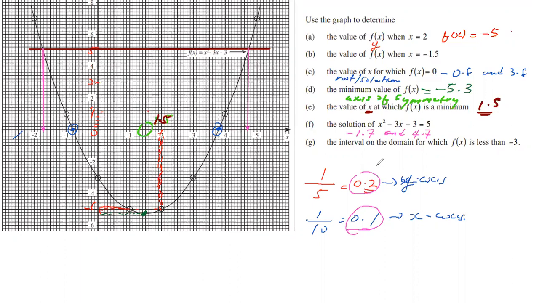All right, let's go. The interval on the domain, right? The interval on the domain for which f(x) is less than what? -3. So what you do here, right? I'll look for -3.